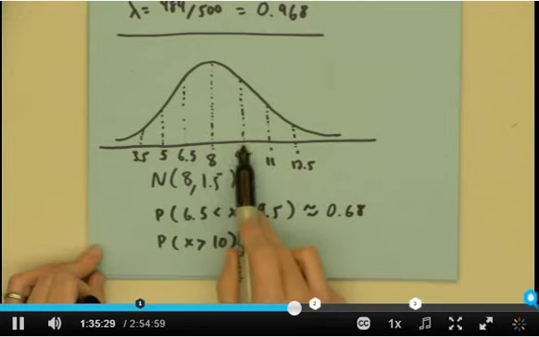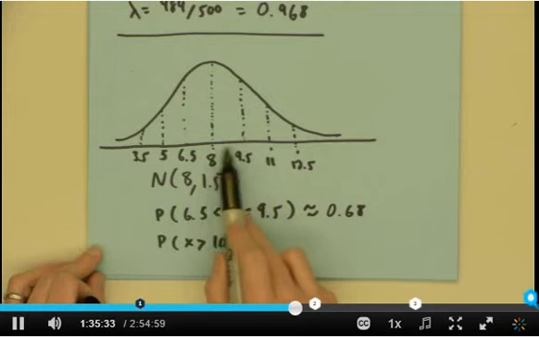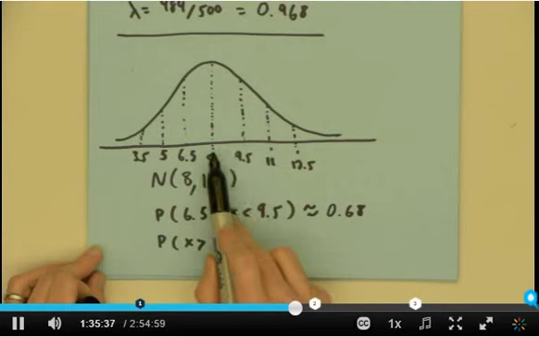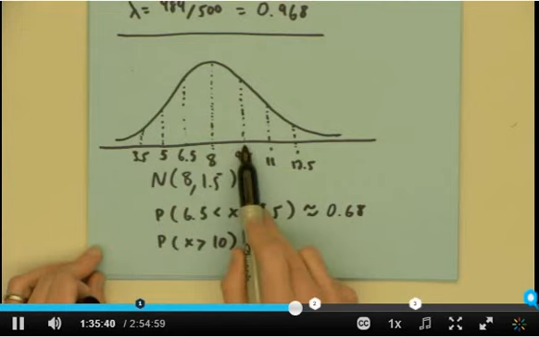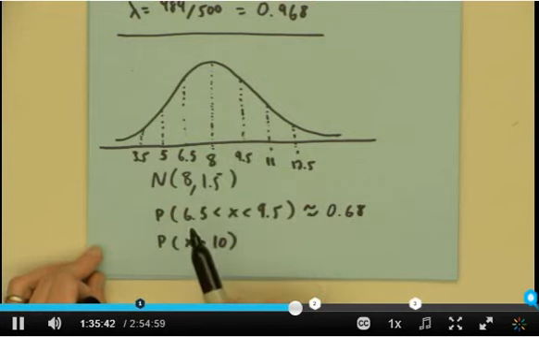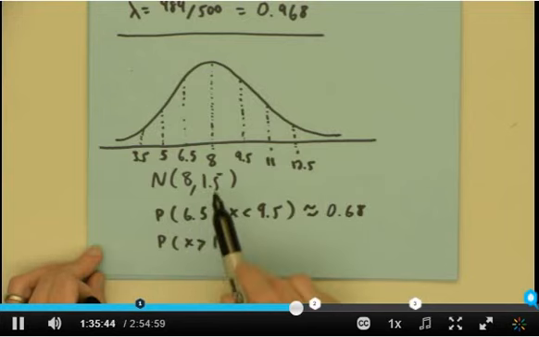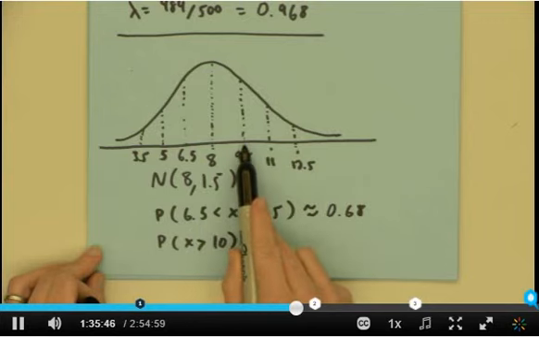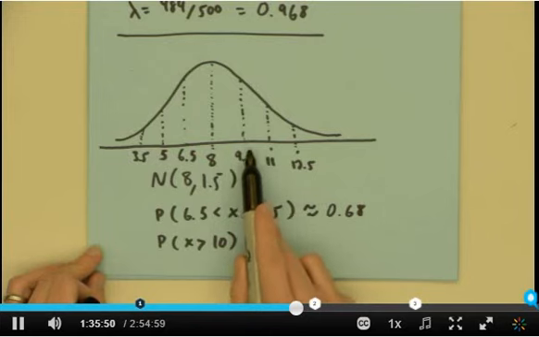I have 34% to the right here, since this is symmetric. The 68% is split into 2 pieces, 34% on each side. 50% to the left of 8, 34% from 8 to 9.5. That means 84% are 1 standard deviation above or below it. And 10 is just beyond that.